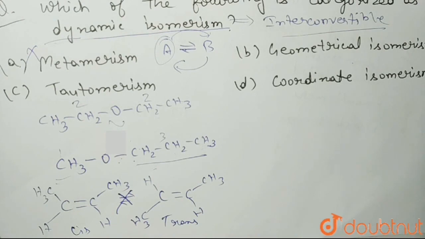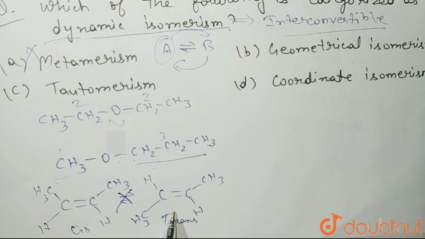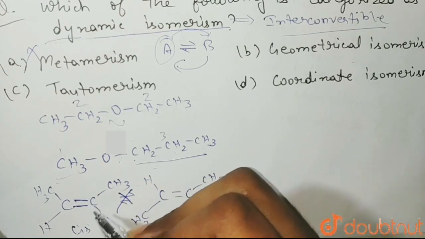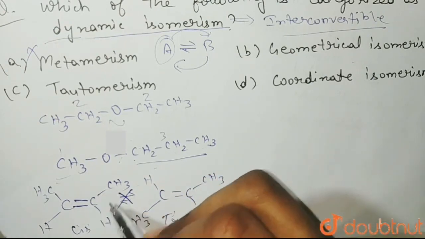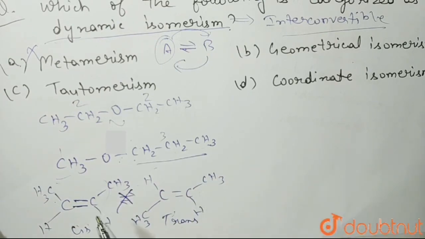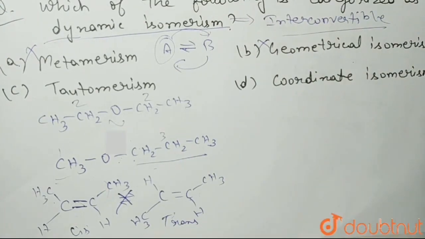Because they are not interconvertible, these two isomers cannot be dynamic isomerism, because they're not in dynamic equilibrium. And why are they not converting? Because we know this is a double bond, and along the double bond the rotation is restricted. This double bond restricts rotation, so CH3 cannot come here to form the trans structure. That's why they're not interconvertible, and B is the incorrect answer.